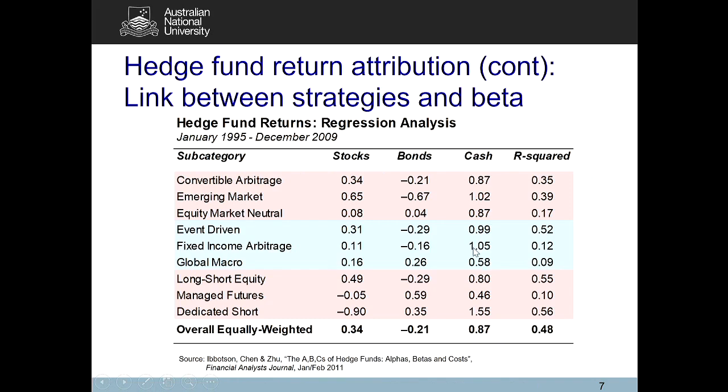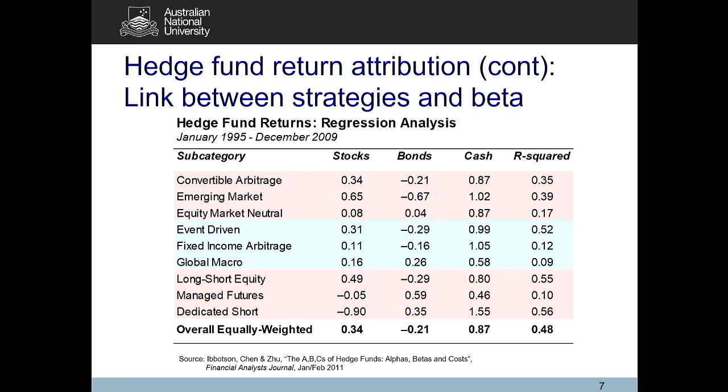Now, the other thing is that they all have a beta to cash that's fairly close to 1. Can anyone tell me why that is? What do hedge funds do in terms of a cash investment? Collateral. Hedge funds don't use the money given to them by investors. They don't have to, because they can short sell, they can trade in derivatives, they can borrow.